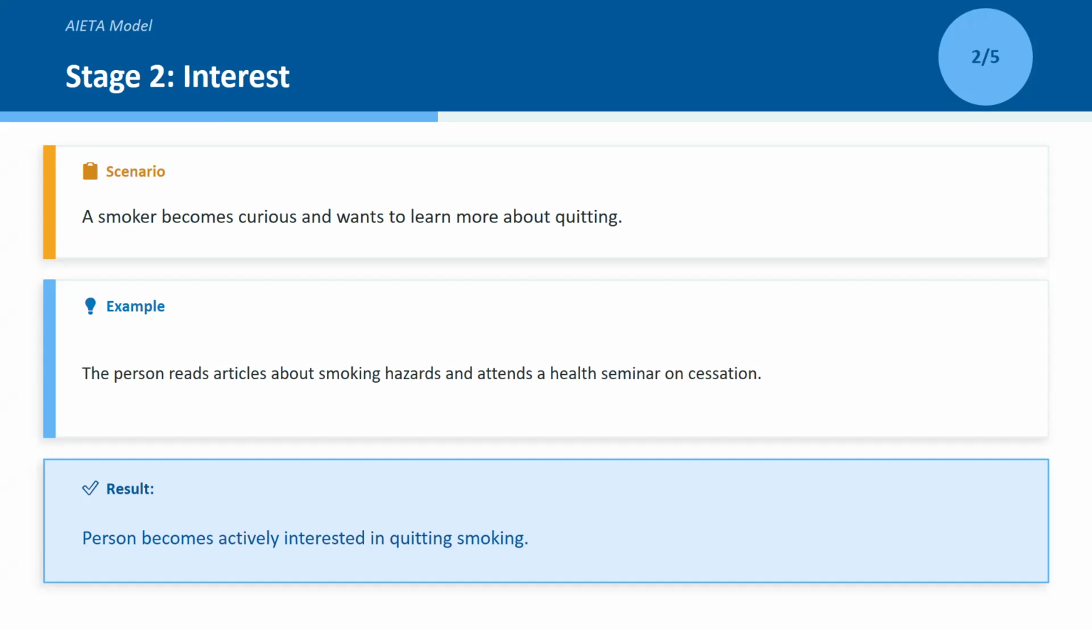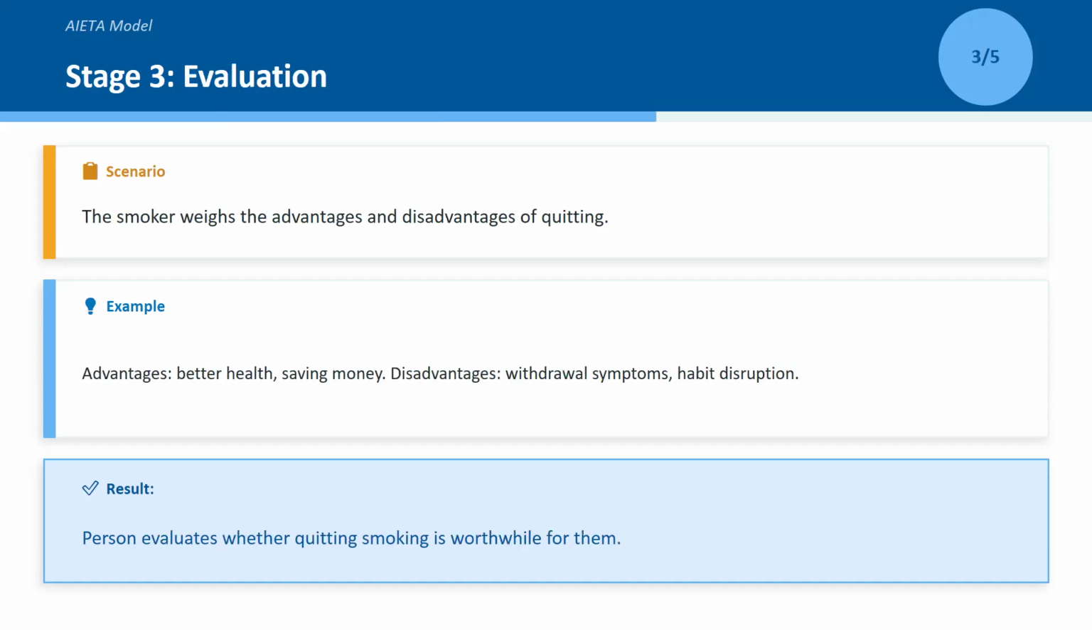Then the second stage is interest, where a smoker becomes curious and wants to learn more about quitting. The person reads articles about smoking hazards and attends a health seminar on cessation. And the result is that the person becomes actively interested in quitting smoking. The third stage is evaluation, where the smoker weighs the advantages and disadvantages of quitting. He sees that the advantages are better health and saving money, and the disadvantages are withdrawal symptoms and habit disruption. So the result is that the person evaluates whether quitting smoking is worthwhile for them or not.